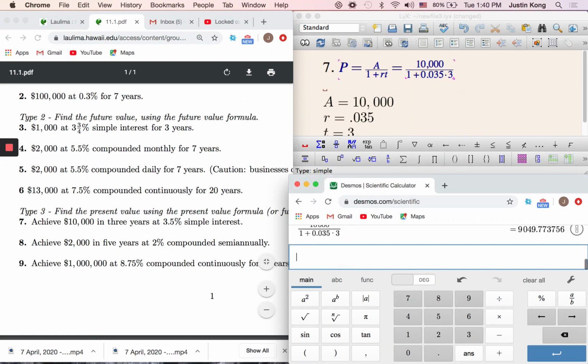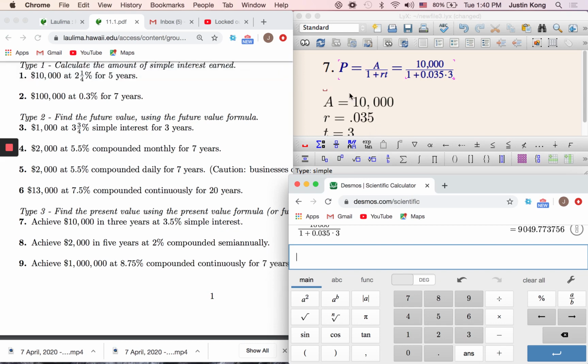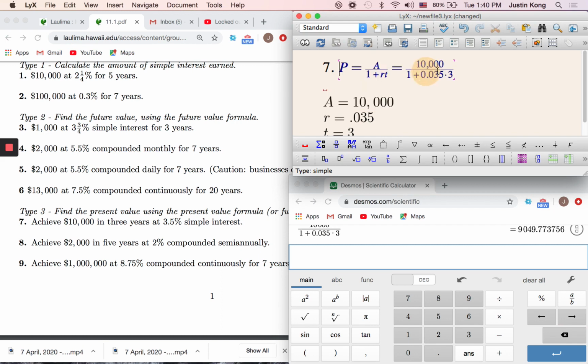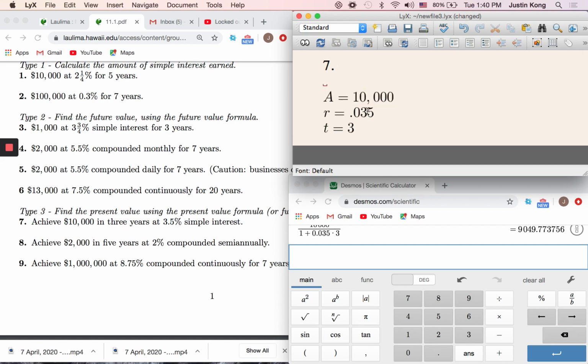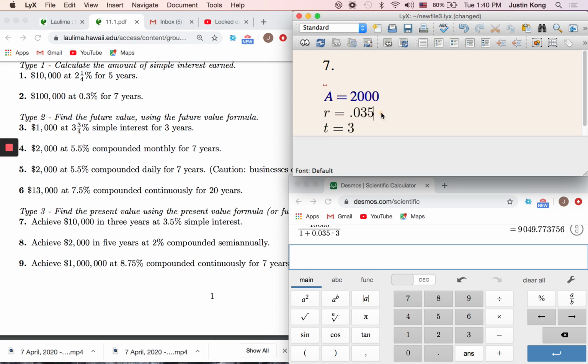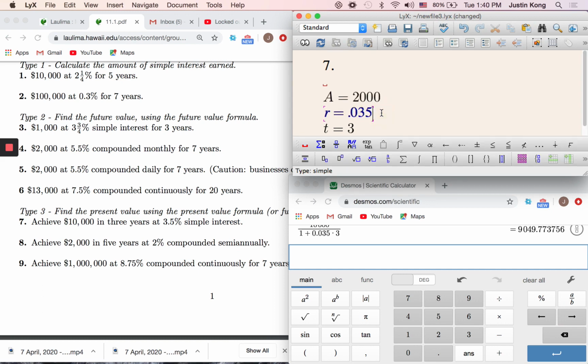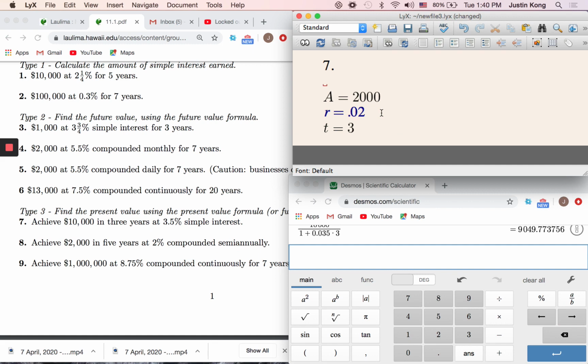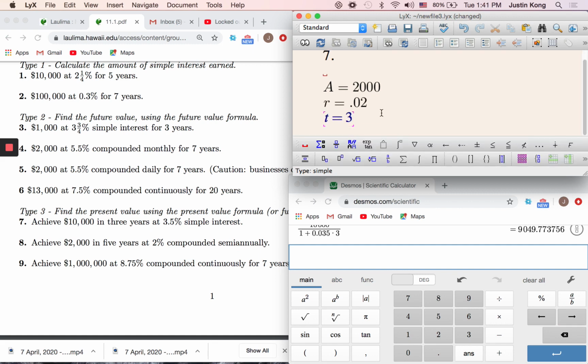Okay, number 8. We want to achieve $2,000 in 5 years, 2% compounded semi-annually. Okay, compound interest this time. We're trying to achieve something again, so we know how much we want to end up with. I'm going to start by writing the facts that I know. I want to end up with $2,000. The rate is 2%, so 0.02. T is the number of years, 5 years.